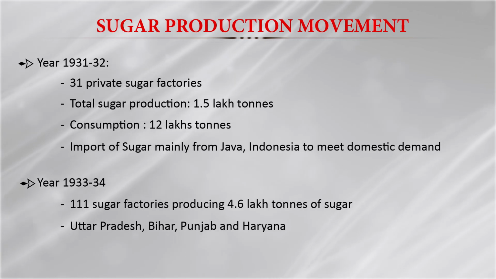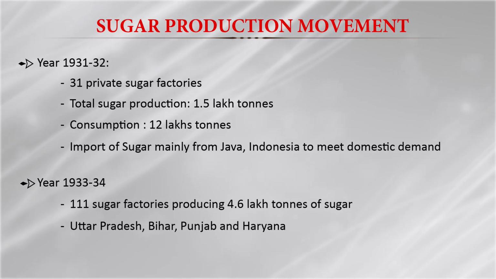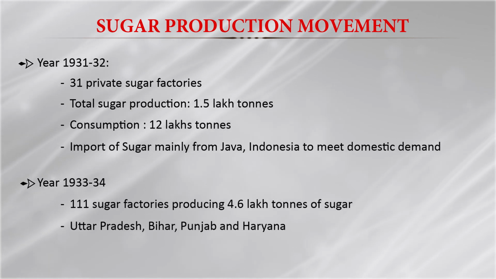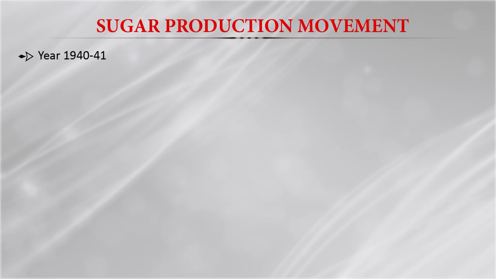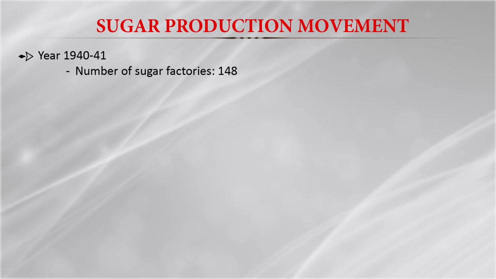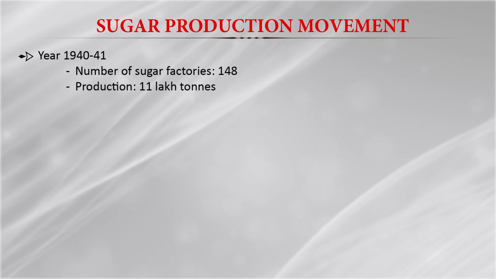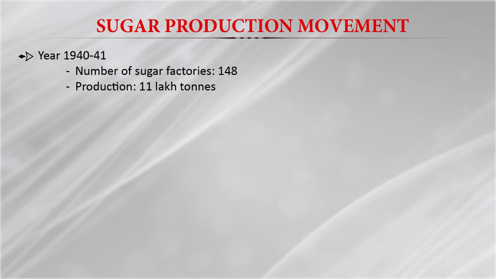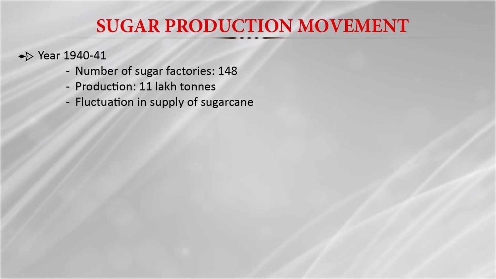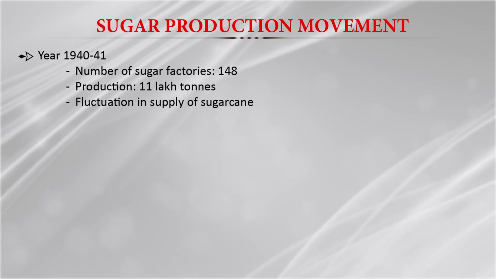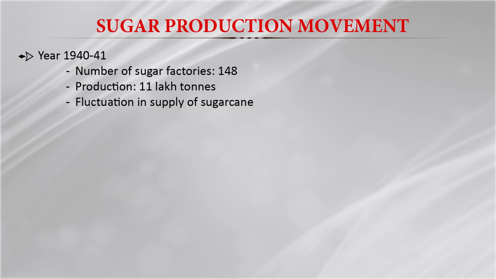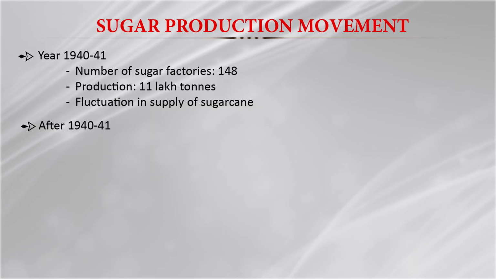Basically, all sugar factories were established by private capitalists, and they used to exploit the farmers a lot. In the year 1940-41, the number of sugar factories was 148, and production reached 11 lakh tons in 1940-41, with a lot of fluctuation in the production or supply of sugarcane. So there was a lot of fluctuation in sugar production at that time.